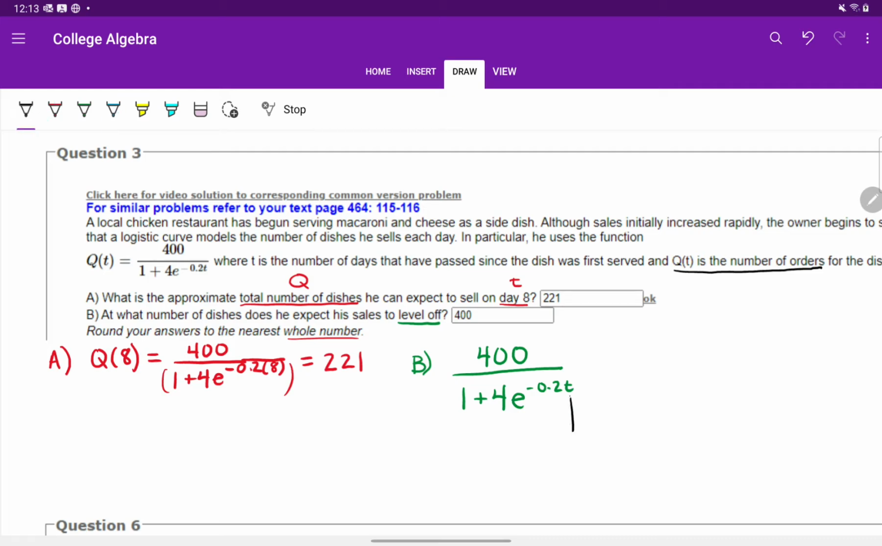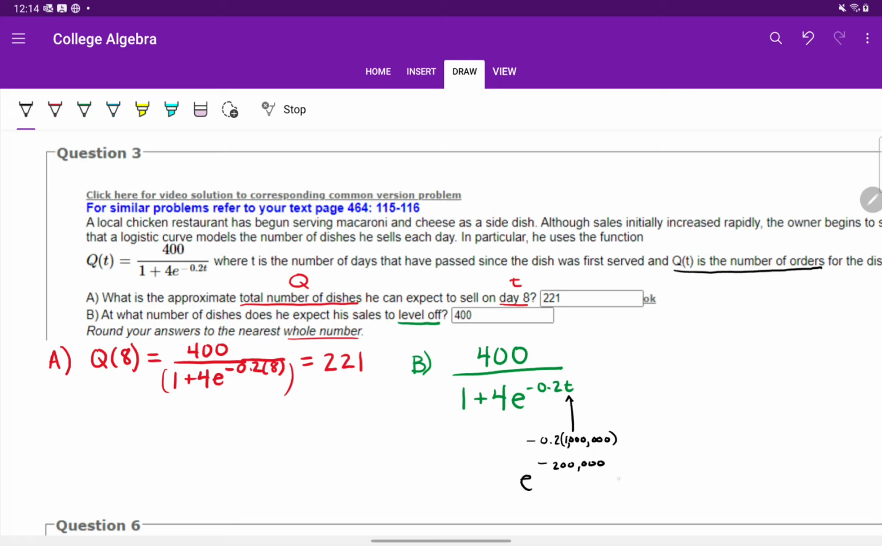So t, we're going to imagine that this is getting really, really big, approaching infinity even. But since it's kind of hard to imagine infinity, let's think of some huge number, like 1,000,000. If we put 1,000,000 in for t, then negative 0.2 times t will also be some really, really big but negative number. So something in the ballpark of negative 200,000. So e to the negative 200,000, what is that going to be approaching?